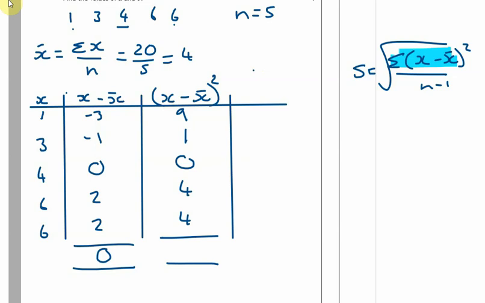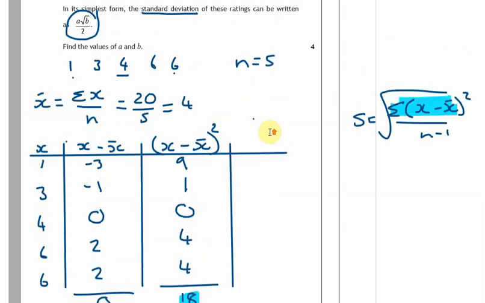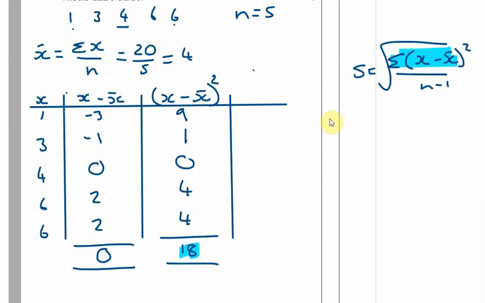So that's 10 and 18. Okay, so this 18 is the sum of the x minus x bar squared. Okay, how easy was that? Okay, brilliant. Marks in the bag.